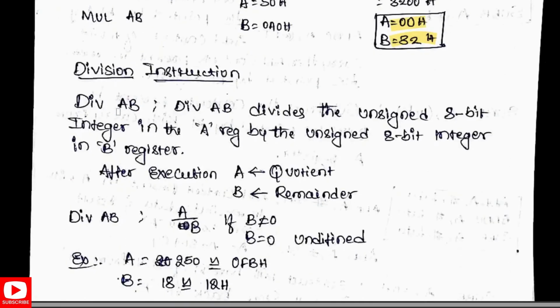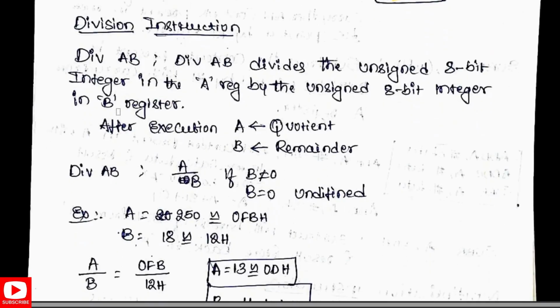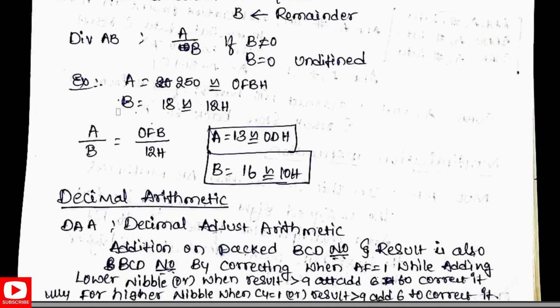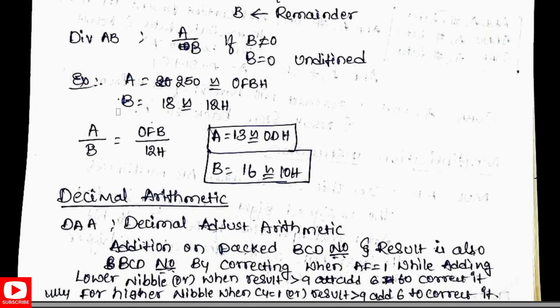Then comes the division instruction. Here DIV AB. Same, it divides the unsigned 8-bit integer in A by the unsigned 8-bit integer in B. After the execution, A will get the quotient and B will get the remainder. In DIV AB, B should not be equal to 0. If it is equal to 0, the result becomes undefined. The result gets stored in A and B.